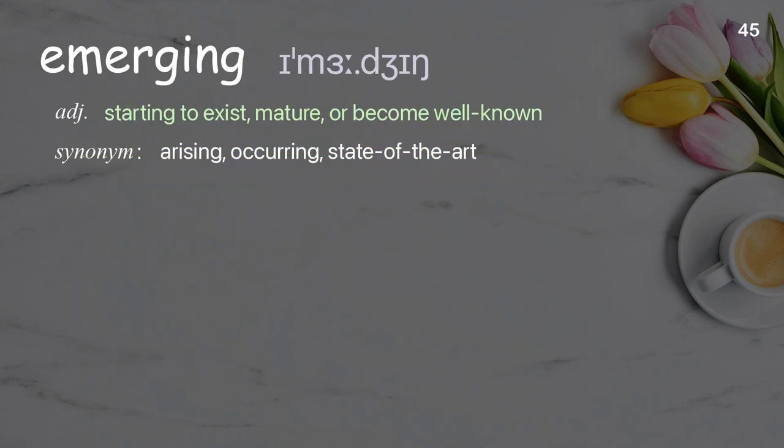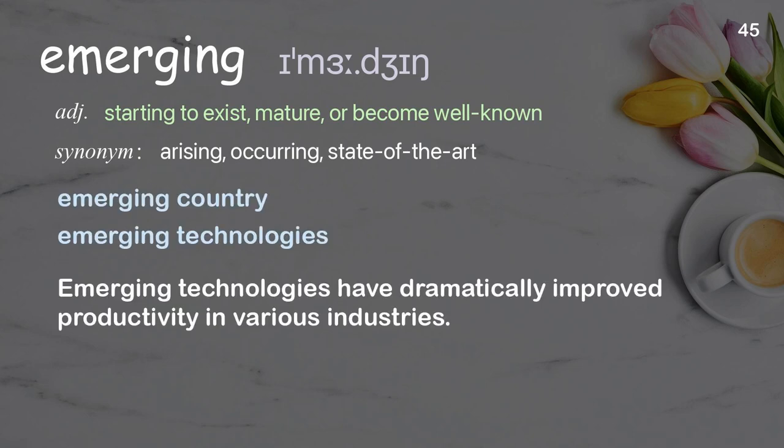Emerging. Starting to exist, mature, or become well known. Examples: emerging country, emerging technologies. Emerging technologies have dramatically improved productivity in various industries.